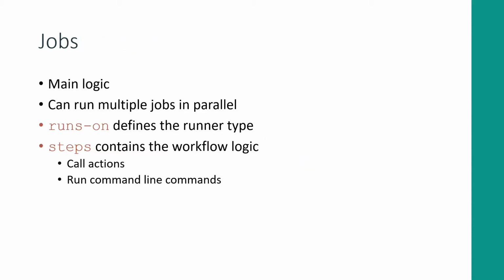The third required part of a workflow is the jobs definition. It contains the main logic for the workflow. There you can define one or more jobs that can run in parallel. The runs-on keyword defines which runner type should be used. And as I mentioned, the available options are Ubuntu, Windows and macOS. The actual workflow logic is contained in the steps section. There you can call actions made by other users, or you can run command line commands. And by combining multiple actions you can create quite complex logic.